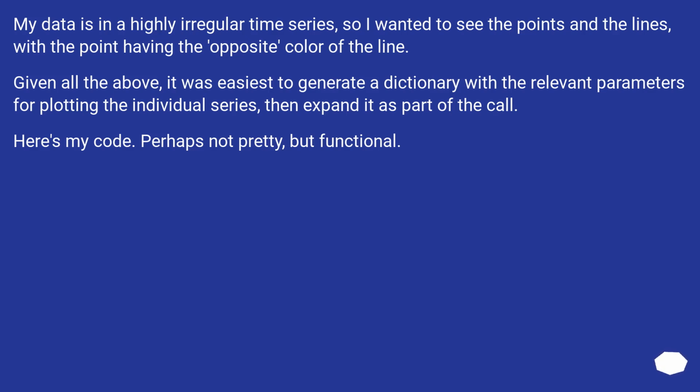My data is in a highly irregular time series, so I wanted to see the points and the lines, with the point having the opposite color of the line. Given all the above, it was easiest to generate a dictionary with the relevant parameters for plotting the individual series, then expand it as part of the call. Here's my code. Perhaps not pretty, but functional.